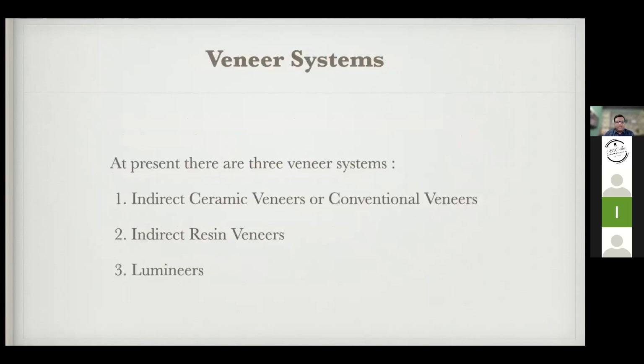Now, at present, 3 indirect veneer systems are available for you, which is one, the conventional veneers that you generally send to the lab and the lab makes it for the patient. Second are indirect resin veneers, which are usually CAD-CAM. They come as CAD-CAM blocks and they are milled and sent back to you. These are basically indirect composites.